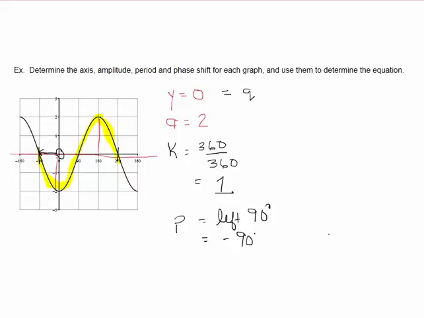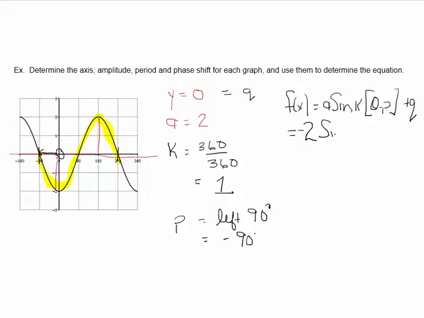So now we have enough information that we can start to plug into our function: A sine K(theta minus P) plus Q. Our A value is 2. Oh, but it opens down. Our sine graph normally opens up, so we have to be aware that this must be negative. There is definitely a reflection in the x-axis.